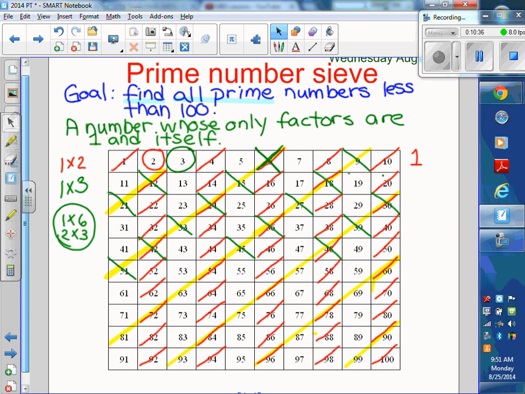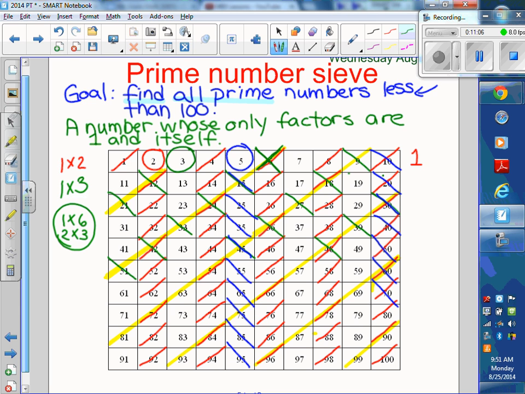Your next job is to continue with the goal, find all the prime numbers less than 100. The next prime number is 5. Now you're going to cross out all multiples of 5, which is easy for most people if you count by 5s. 5, 10, 15, 20, 25, 30, so on and so forth, 35, 40. So everything in this row is a multiple of 5, and everything in this row is a multiple of 5.